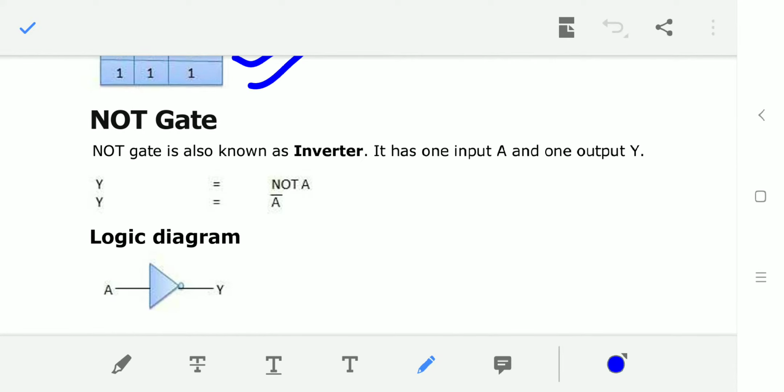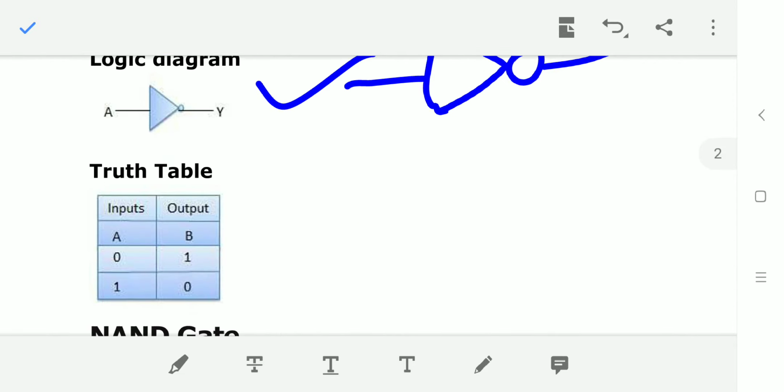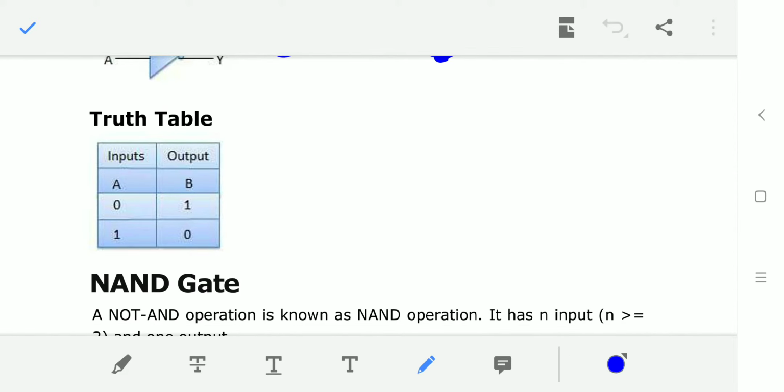NOT gate. NOT gate is also known as inverter. Inverse. It has one input A and one output Y. ये सिर्फ एक ही इनपुट लेता है और एक ही आउटपुट देता है. This is the logic diagram. यहाँ पे देखिए ये सिंबल जो है उसके बाद में ये लगा दिया गया है, this represents the inverse, the NOT gate. This is the truth table. If A input is false then output will be true, क्योंकि उल्टा होना है, इसमें रिवर्स होना है. And if A input is true then output will be false.